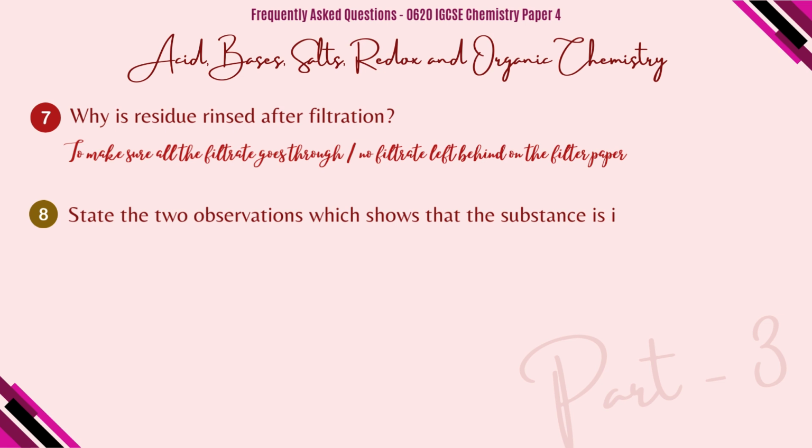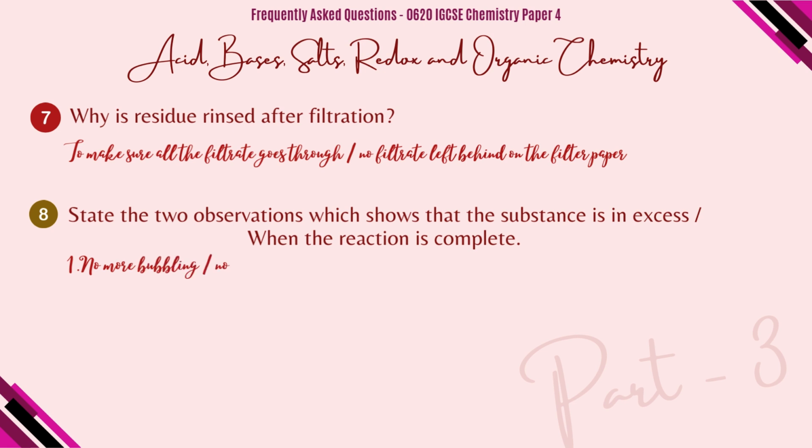Question number 8. State the two observations which show that the substance is in excess when the reaction is complete, when the reaction is done. So this is a very common question. How do you know that the substance is in excess, or how do you know that the reaction is complete? So point number 1 is no more bubbling of the gas, and number 2 is that a solid stops dissolving or it remains at the bottom.